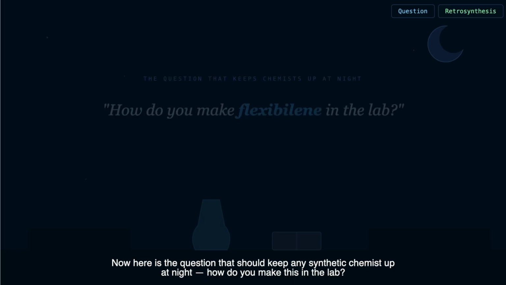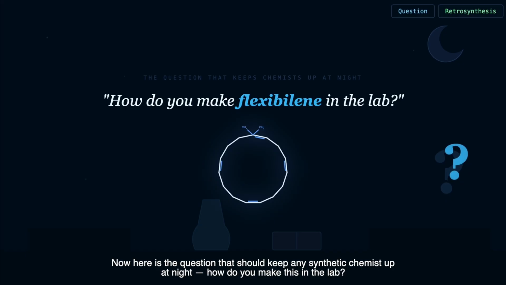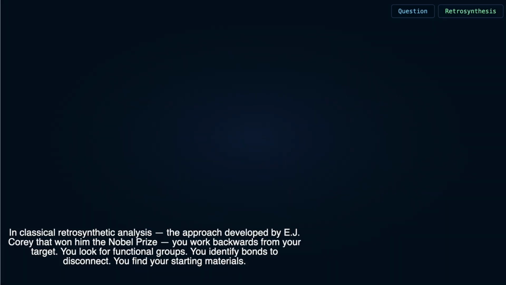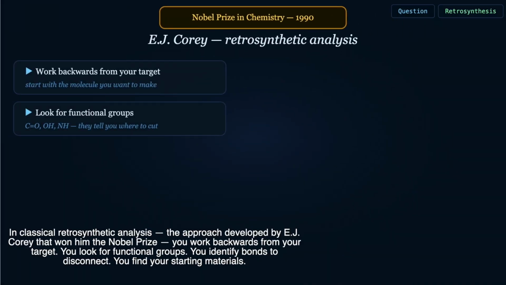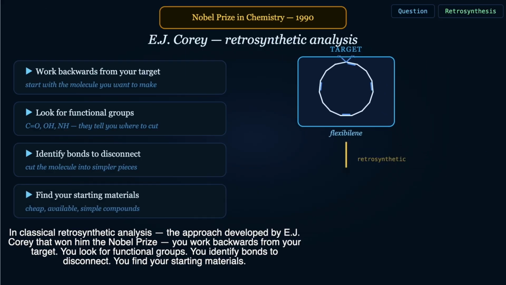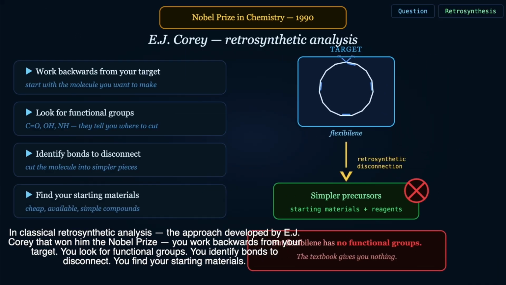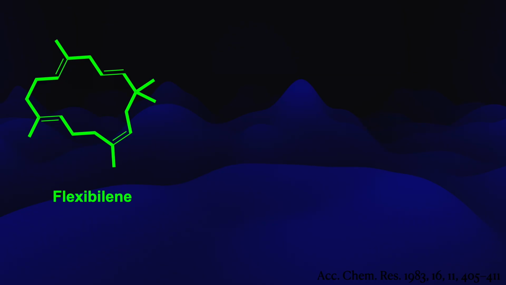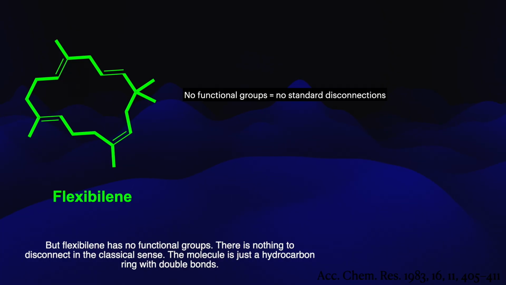Now, here is the question that should keep any synthetic chemist up at night. How do you make this in the lab? In classic retrosynthetic analysis, the approach developed by E.J. Corey that won him the Nobel Prize, you work backwards from your target. You look for functional groups. You identify bonds to disconnect. You find your starting materials. But Flexibilene has no functional groups. There is nothing to disconnect in the classical sense. The molecule is just a hydrocarbon ring with double bonds.